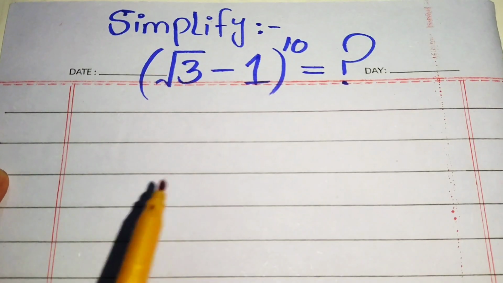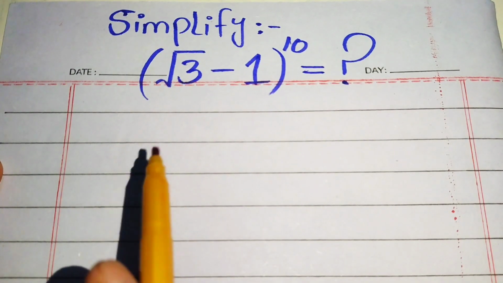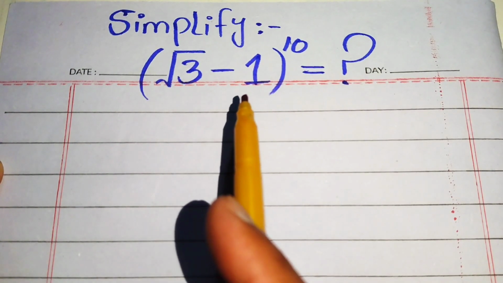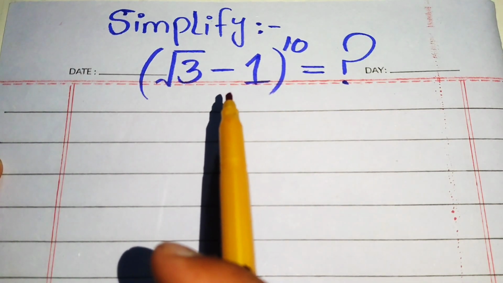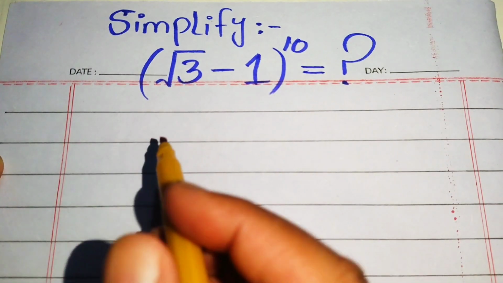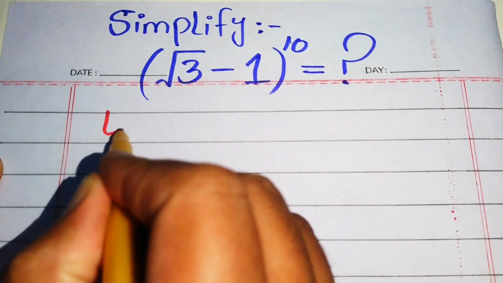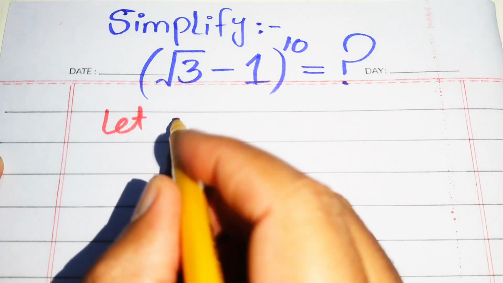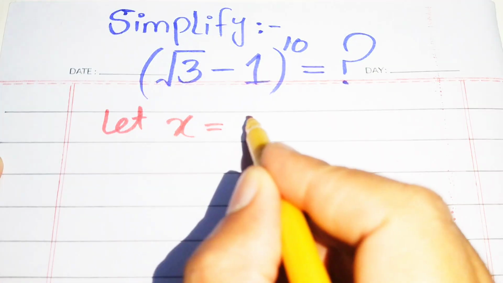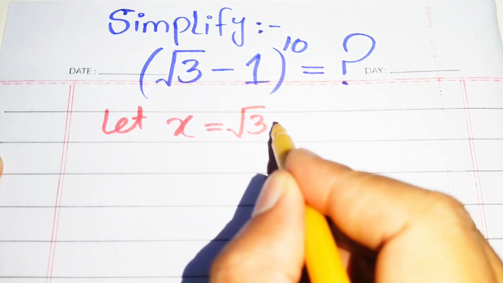Hello everyone, welcome to solve this math Olympiad algebra problem, and here we have square root of 3 minus 1 and its whole power 10. So here we simplify this algebraic expression, so first we let our base equal x. So x is equal to square root of 3 minus 1.